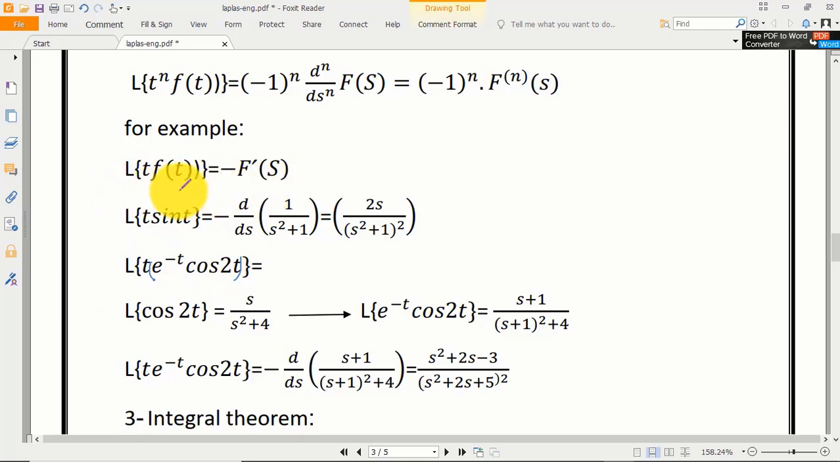And as you know, the derivative theorem shows up. So I have to find the Laplace of t times f(t). And I use the same pattern. Here is t, and here you got f(t). Here you see the Laplace of t times f(t) is negative F'(s). Here f(t) is e to the negative t times cosine 2t. So what is the Laplace form? It is written here. Finally, I take the first derivative of this function and I multiply it by negative. So we can see the result.